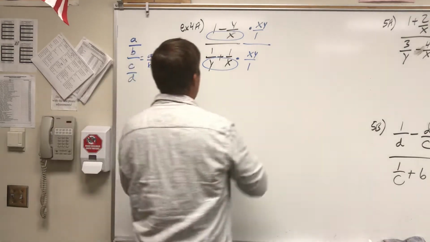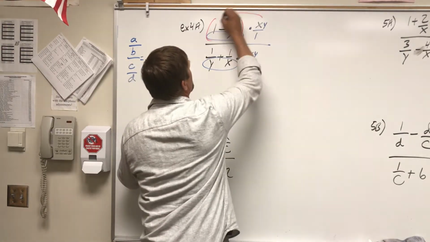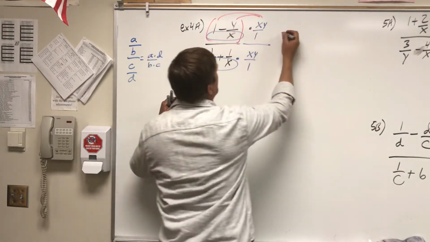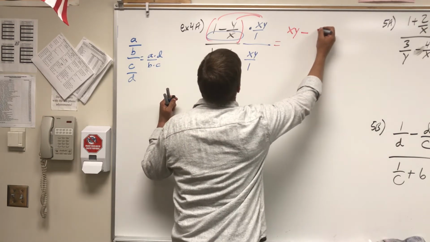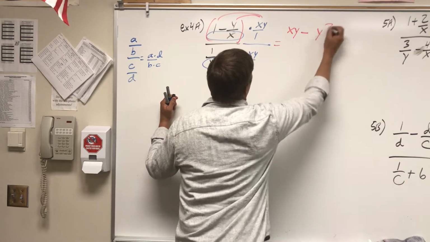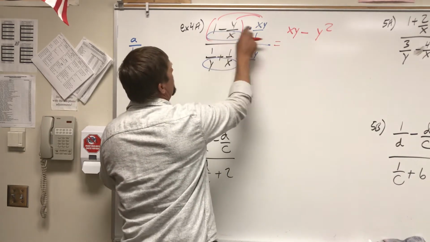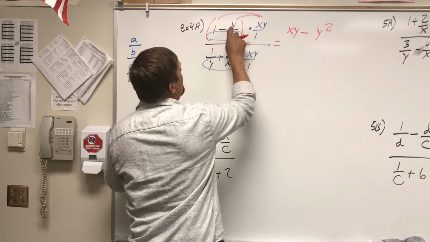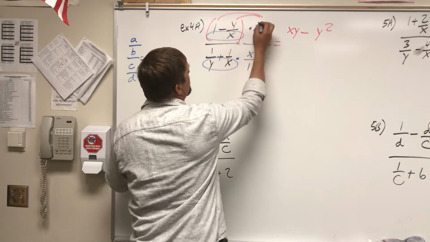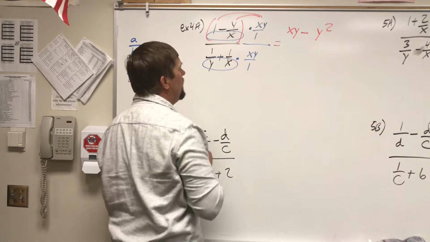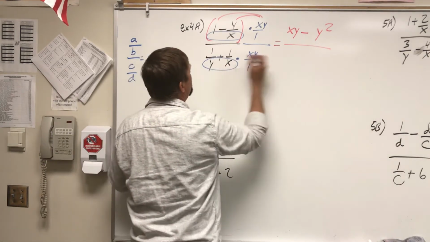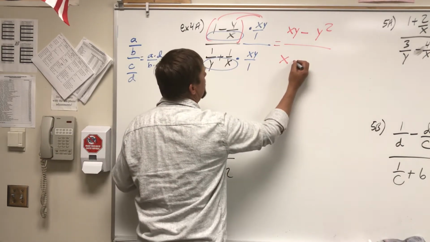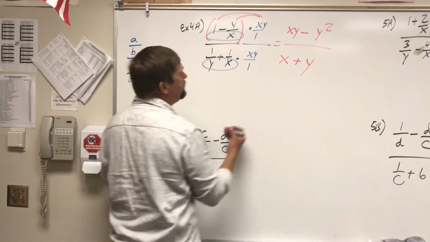So what's going to happen here is when I distribute this, I end up with xy minus y squared. Okay, because 1 times xy is xy, negative y times the x's will cancel, give me y squared. The denominator, when I multiply, will give me x plus y.